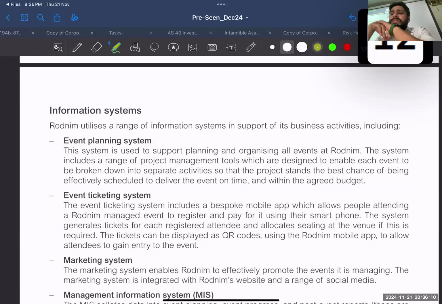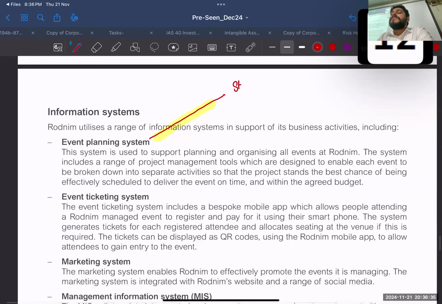It says that this system is used to support the planning and organizing of all the events at Rodney. The system includes a range of project management tools which are designed to enable each event to be broken down into separate activities. So this system basically helps the event to be broken down. For example, if there is a music concert event, so the first activity is going to be setting the stage. I'm just creating an example.